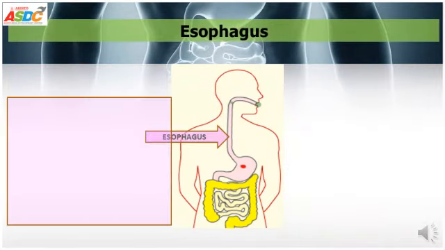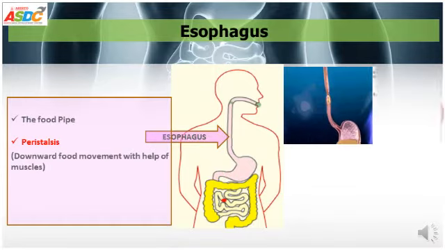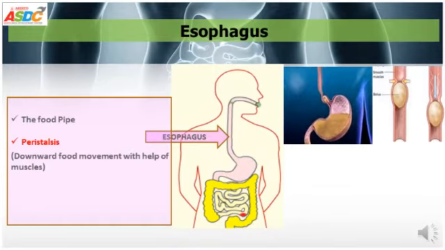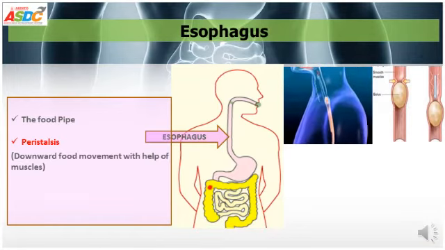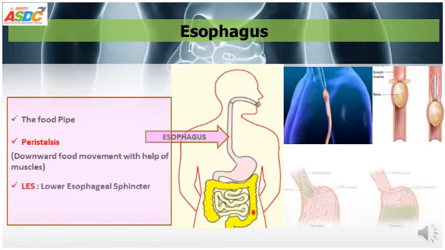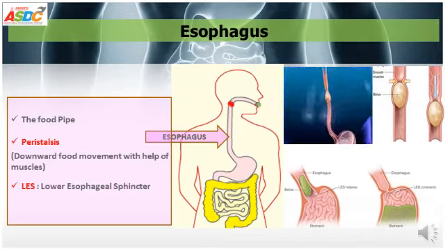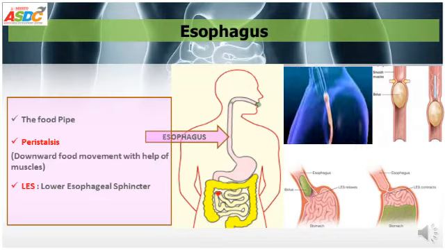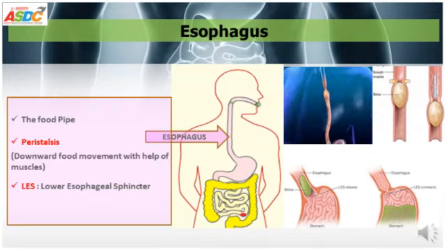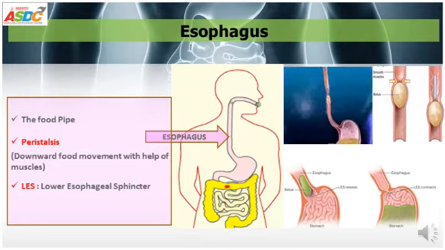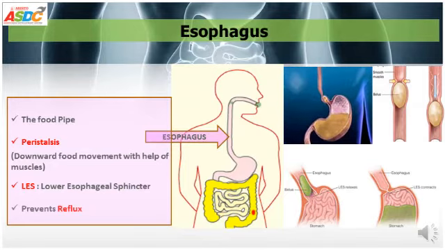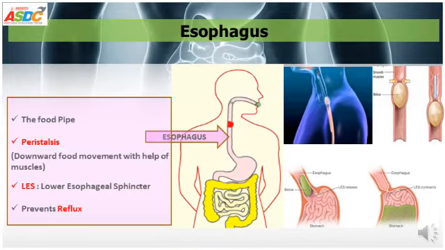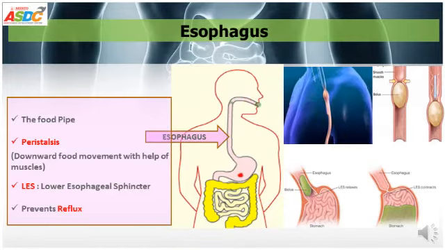Esophagus. The food pipe helps in downward movement of food into the stomach. At the bottom of the esophagus, there is a one-way gate which is termed as the lower esophageal sphincter. The LES, when it relaxes, is open and the bolus enters into the stomach. Once the bolus, that is the food particle, is in the stomach, the LES contracts, as you can see in the image. Thus, it prevents the reverse flow of the food back into the esophagus.